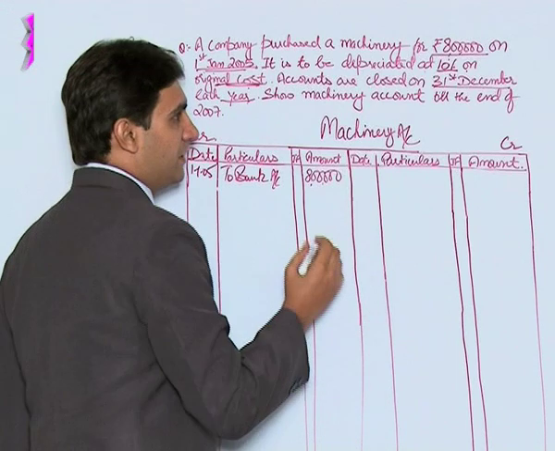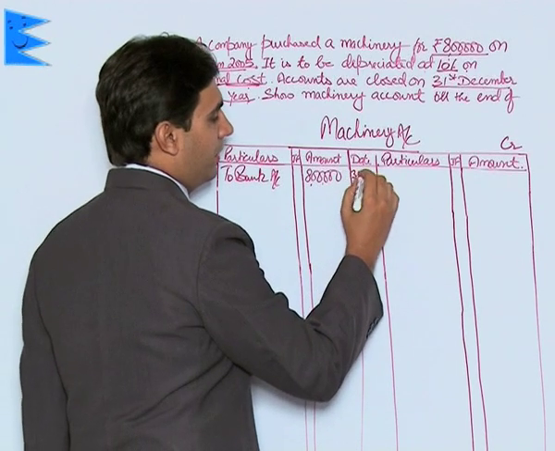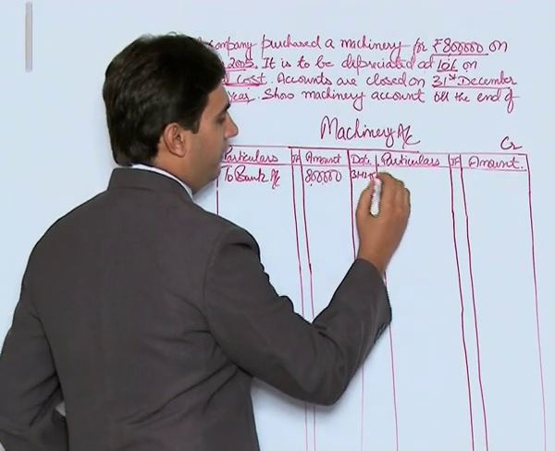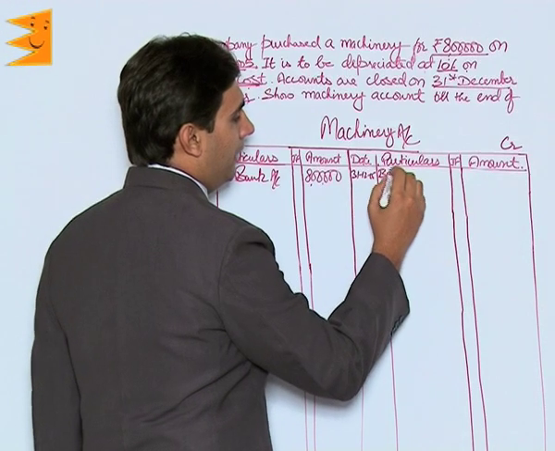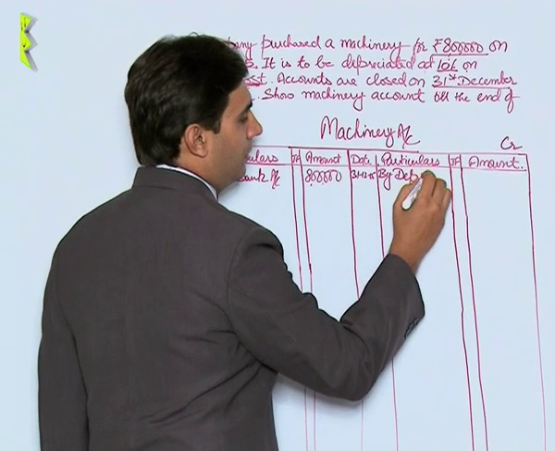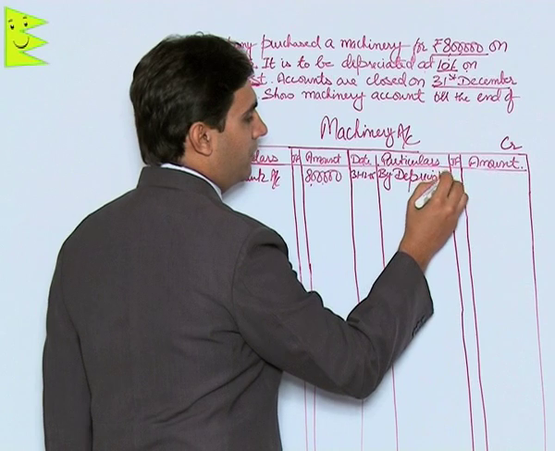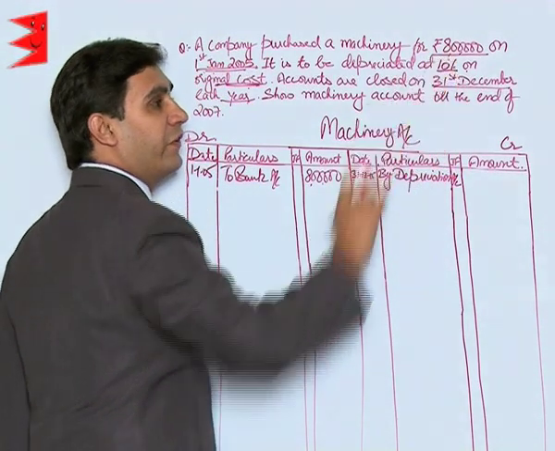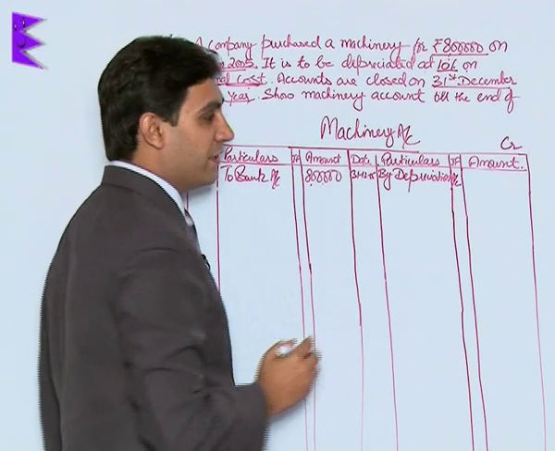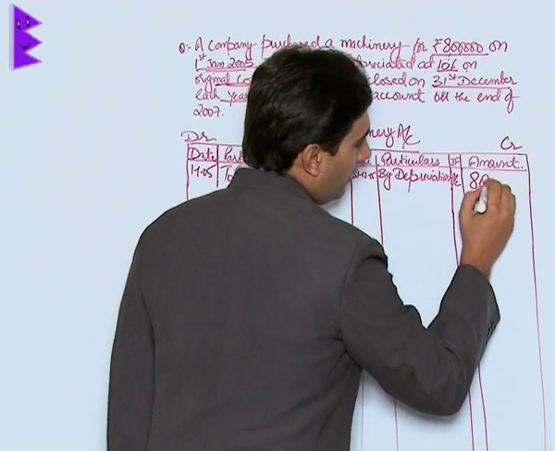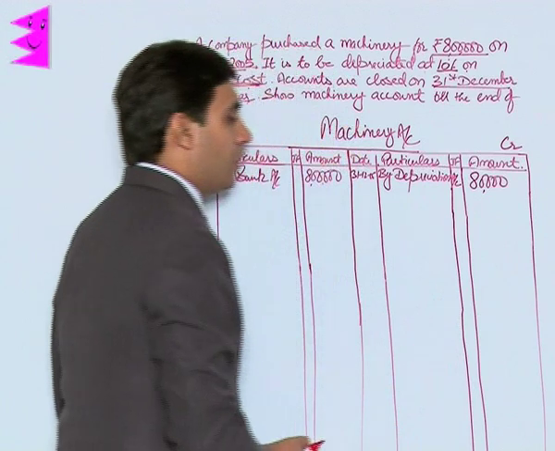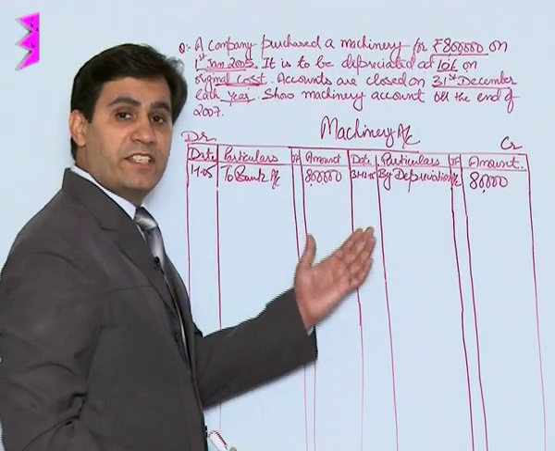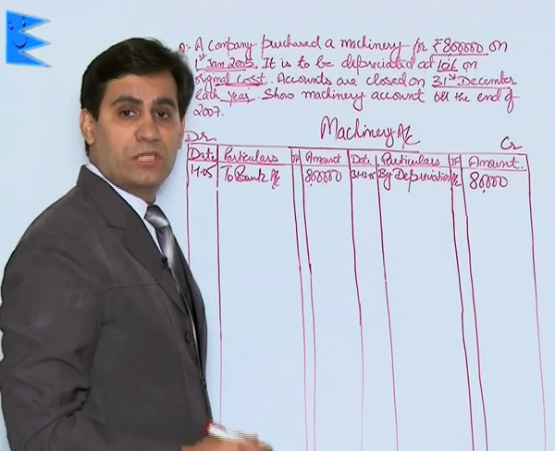So at the end of this year, that is 31st December 2005, it would be by depreciation. Depreciation would be charged and that would be 10% of 8 lakh. 10% of 8 lakh is 80,000. Now students, since it is the last date of the year, we need to find out the closing balance.